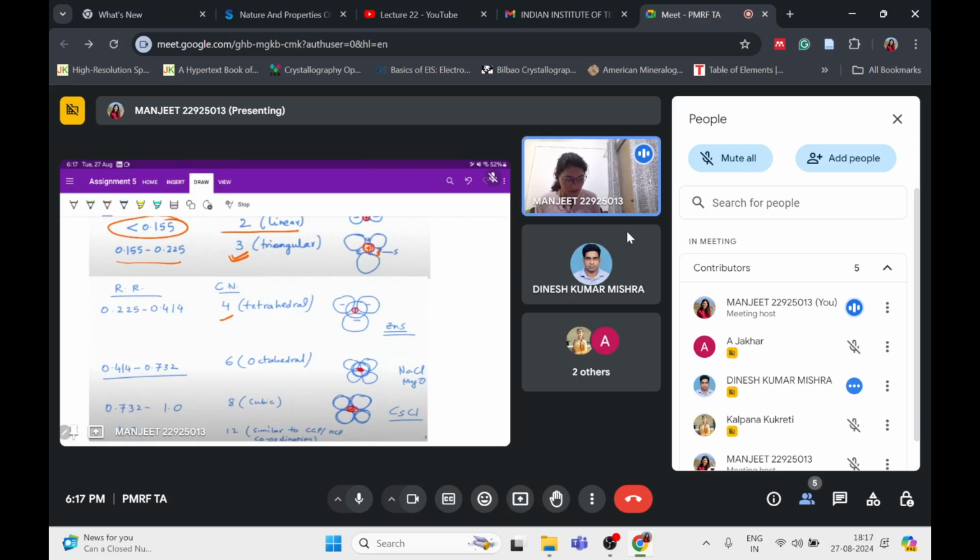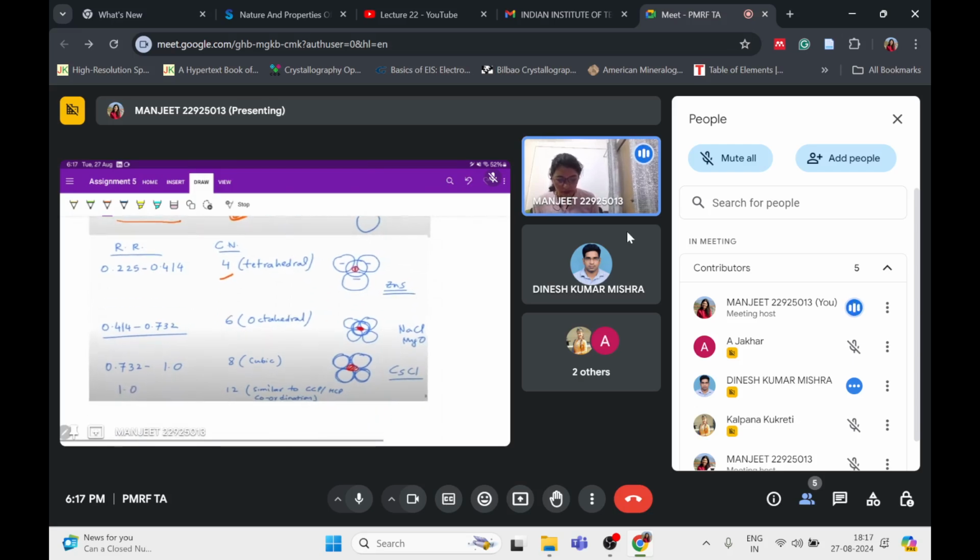We have already discussed this. If the radius ratio lies between 0.732 and 1, then the coordination number will be 8, which represents cubic symmetry, as in CsCl. And if it is greater than 1, then the coordination number will be 12, similar to HCP, hexagonal close packed, or CCP.